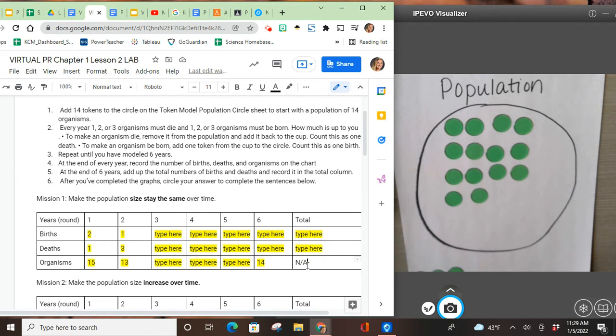And how many organisms are we left with? Well, we ended up with 14 organisms, and we started with 14 organisms. So did we complete our mission of making the population size stay the same? Yes, we did.